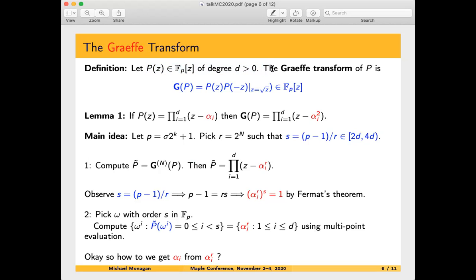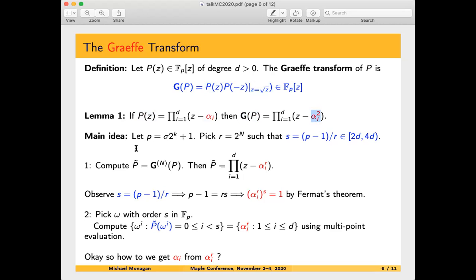The Graef transform of a polynomial, which I'm denoting g of p, is the polynomial times the polynomial at negative the variable. That will give a polynomial of twice the degree, but the powers will be even powers in z. So I'm going to replace z by the square root of z to reduce the degree back down to d. So that's the definition for the Graef transform. But the following lemma tells what it actually does. If my p of z polynomial has roots alpha I, the Graef transform squares the roots. That's what it does.